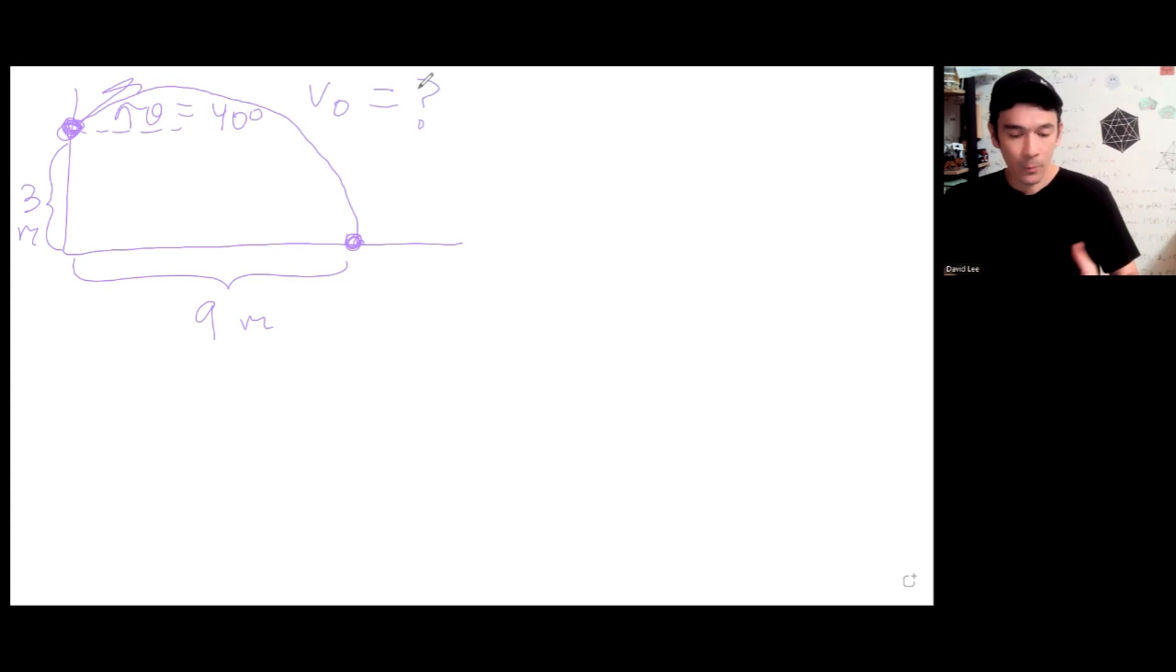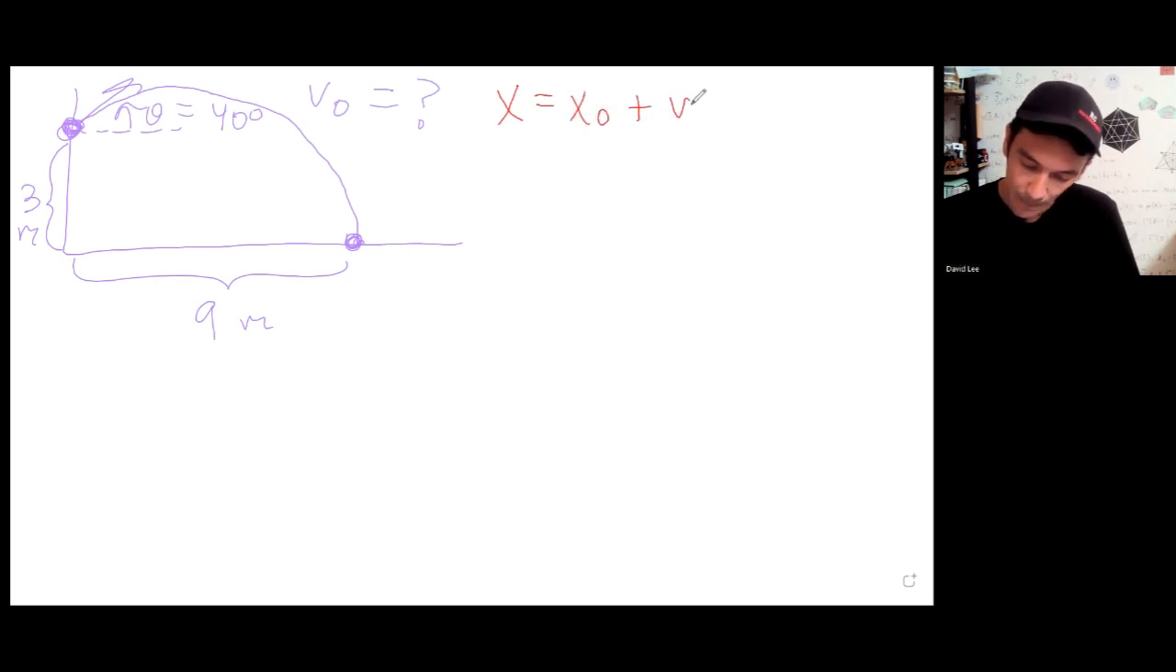So it's a ball, it's a rocket, it's a cannon, who knows, who cares? It's launched 3 meters above the ground at an angle of 40 degrees with respect to the horizontal, at an unknown initial velocity, but it lands 9 meters away. For this type of situation, there are two equations you want. One equation that deals with the x coordinate, which looks like this.